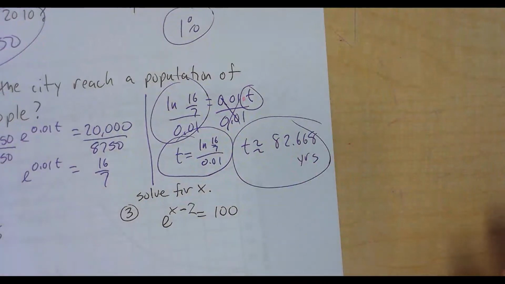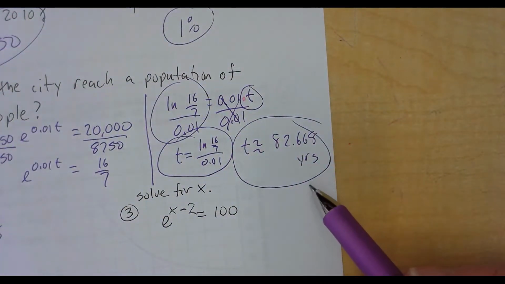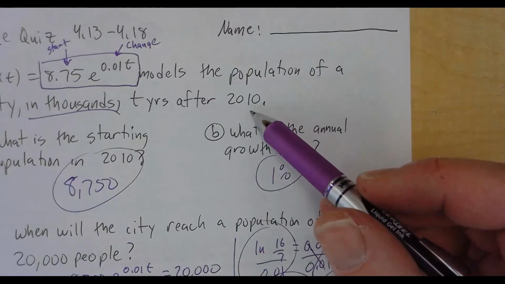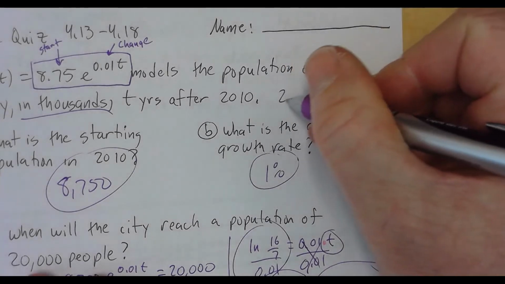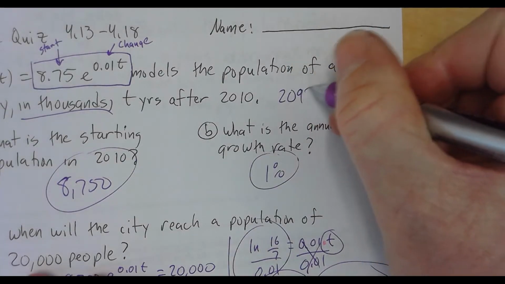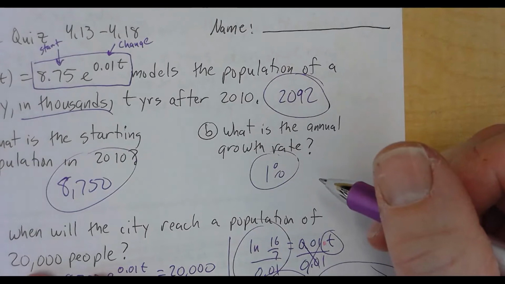All right. So that means 82 years into the future will be 2092. So 2092 is the year in which it'll hit the 20,000.